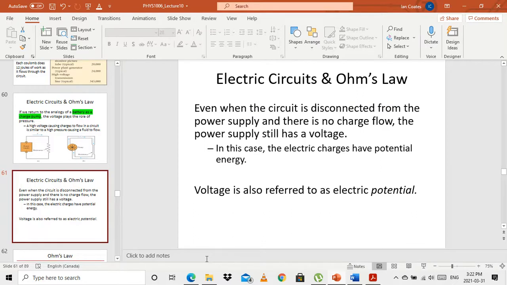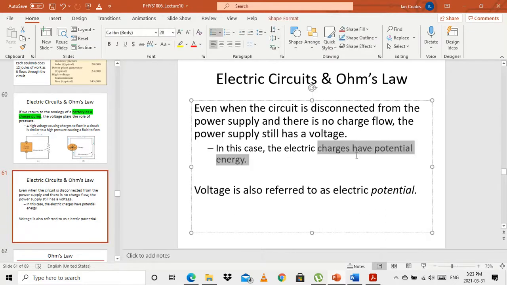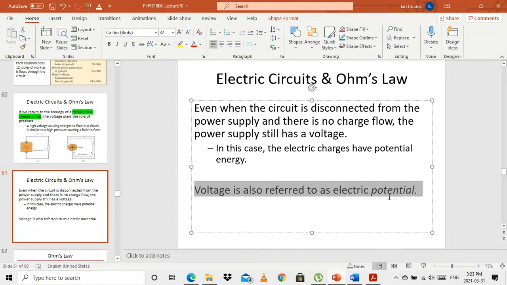Even when the circuit is disconnected from the power supply and there is no charge flow, the power supply still has voltage. So you can take the battery off and let it sit there for 6 months and then put it back in, okay? In this case, the electric charge is basically potential energy. There's your electric potential energy. Voltage is also referred to as electric potential energy.